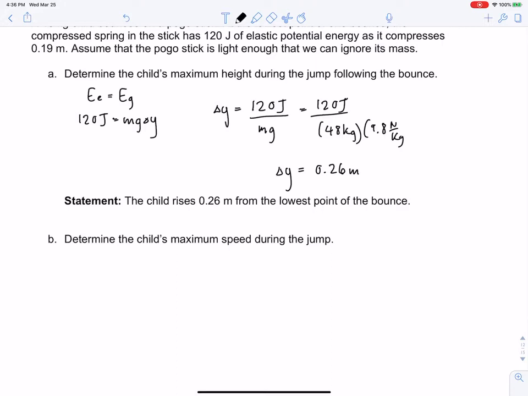Now let's determine the child's maximum speed during the jump. Now the maximum speed occurs when the spring reaches its equilibrium point.